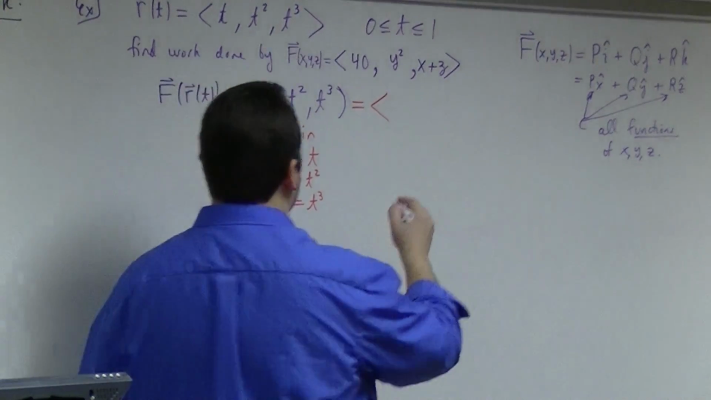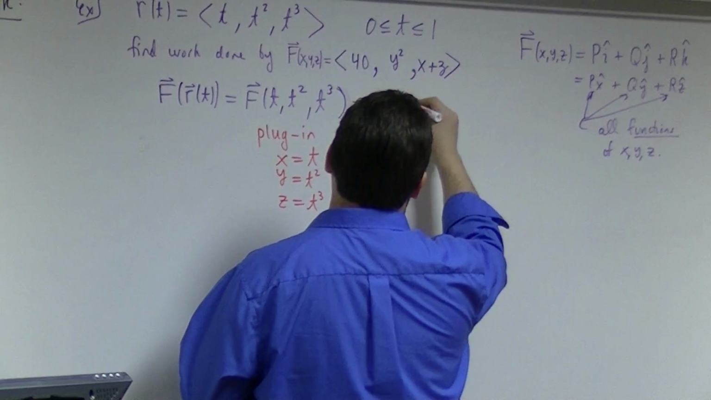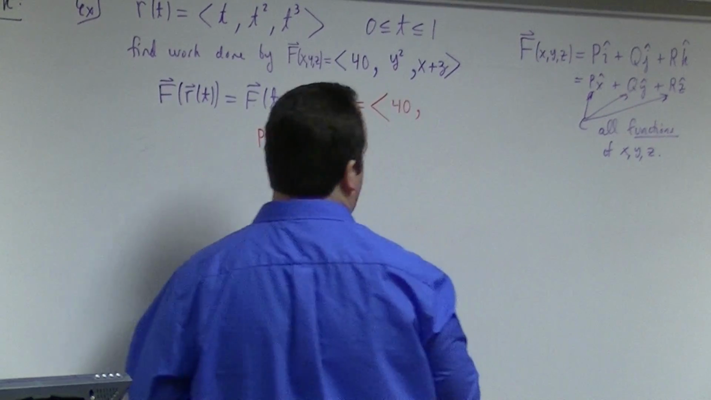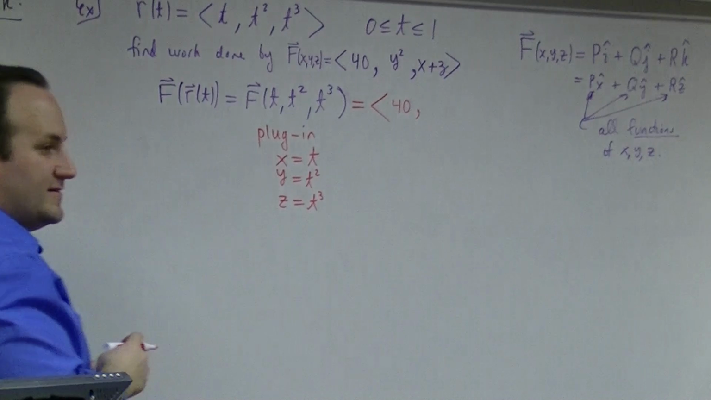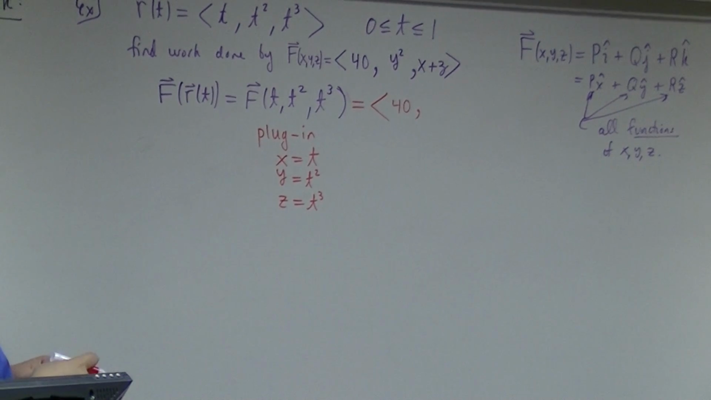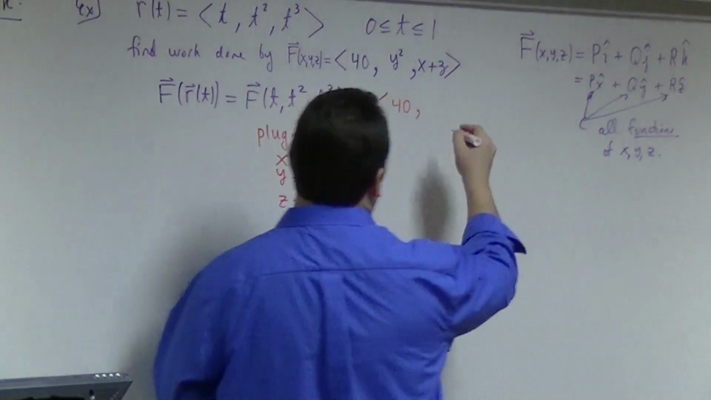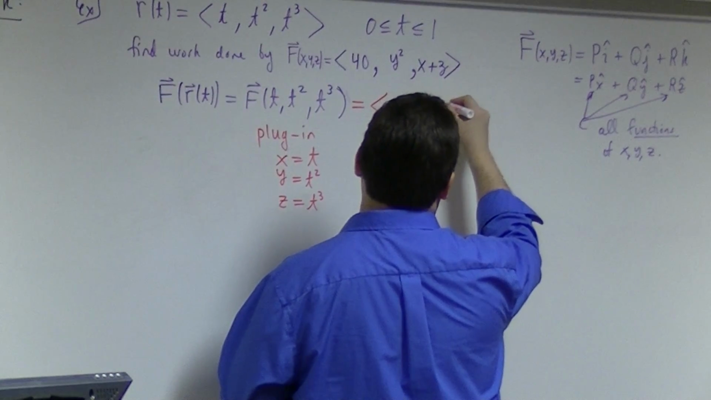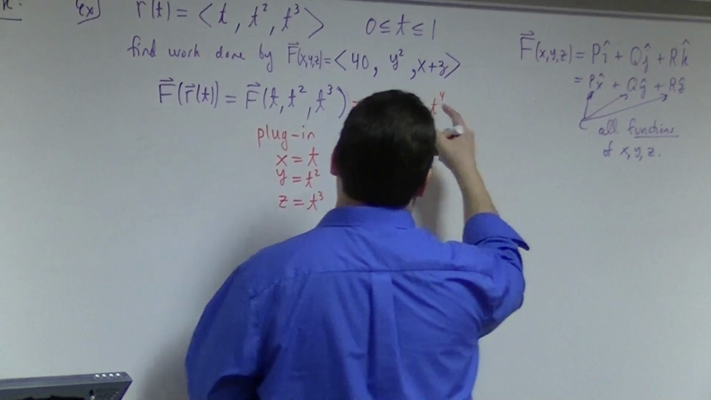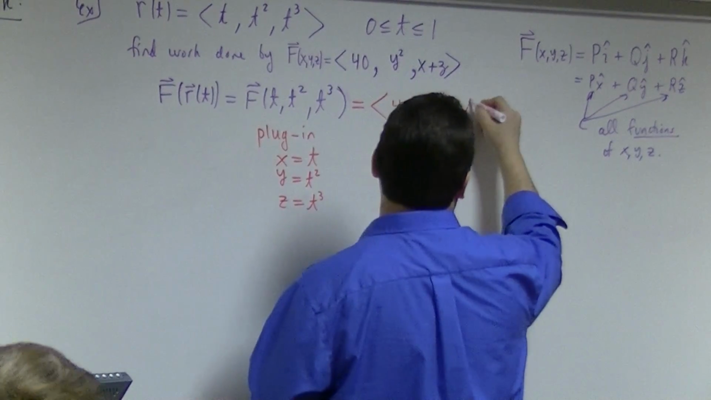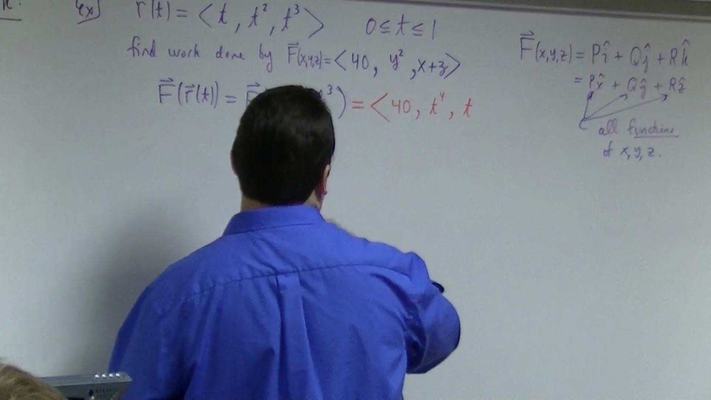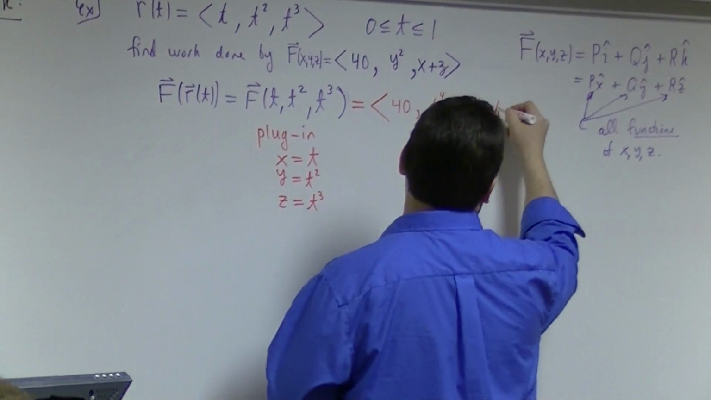So 40 is still 40. Sorry, it's kind of a non-event, but there it is. Constant functions are really easy to evaluate. Y squared is t to the fourth. And then x is t, and z is plus t cubed.